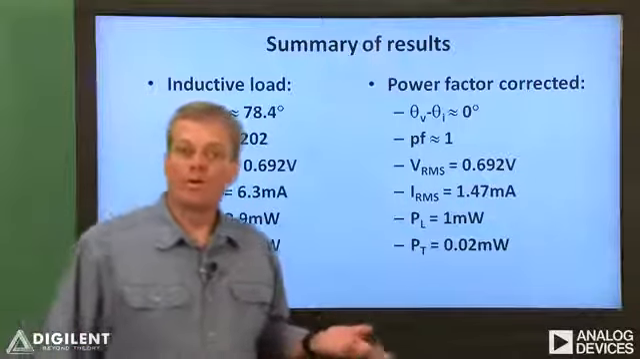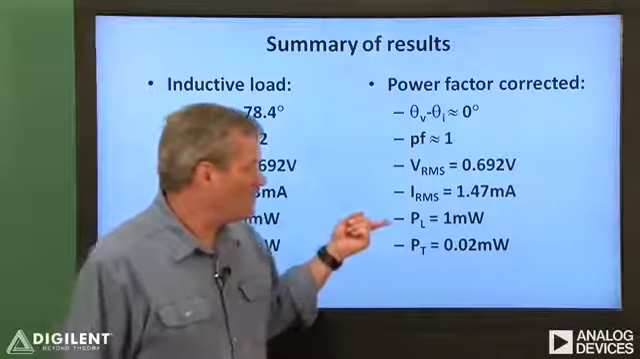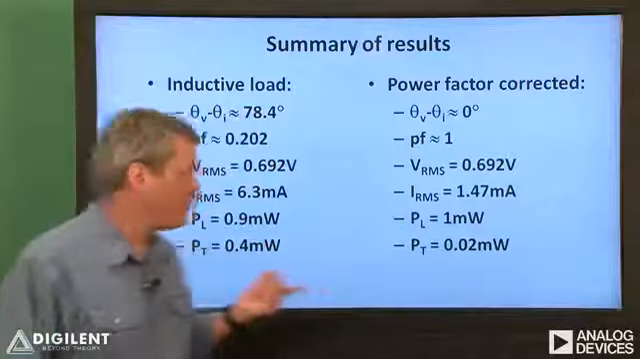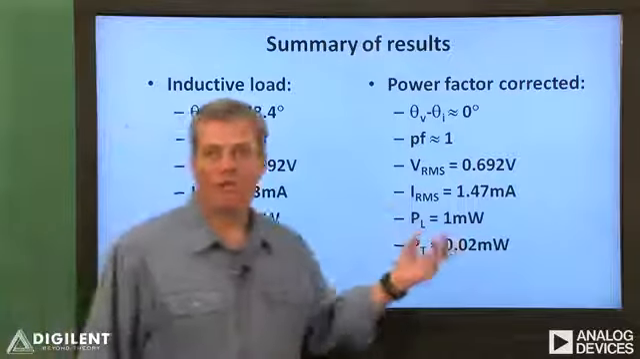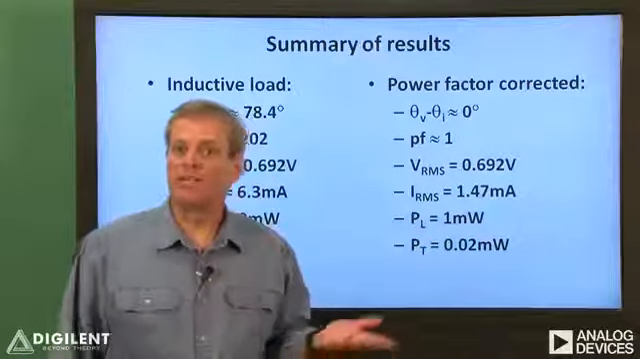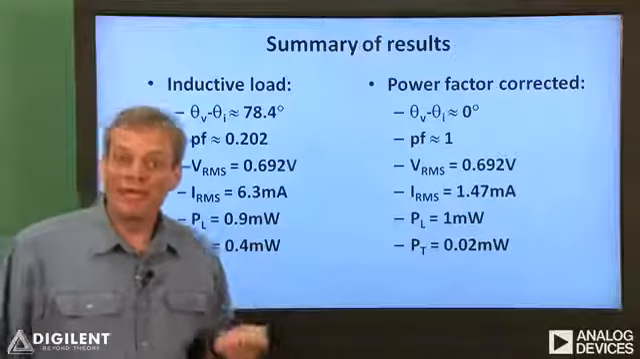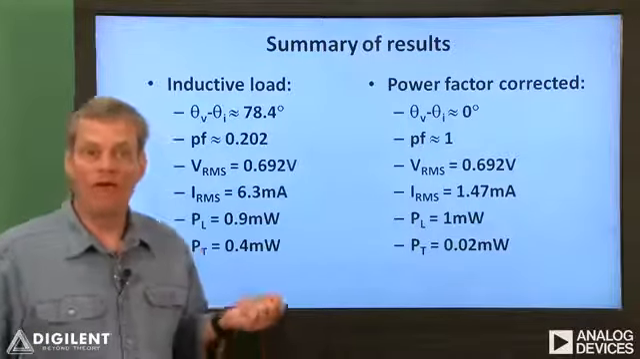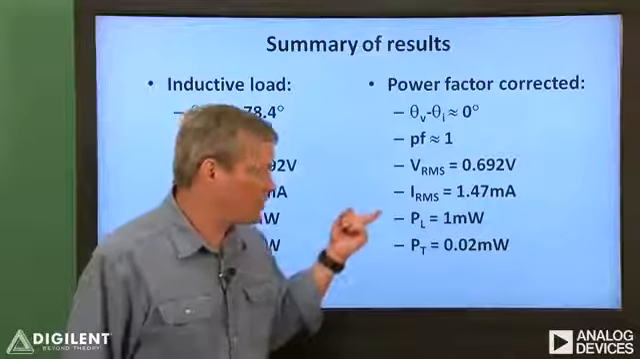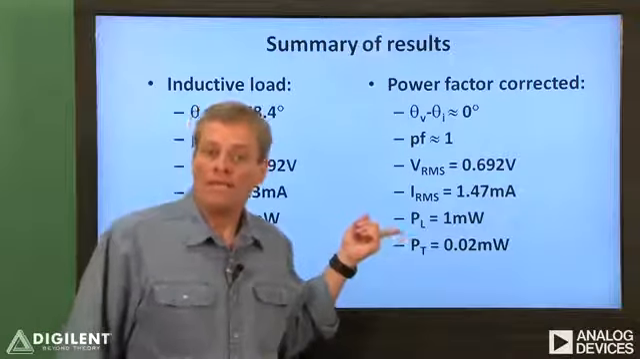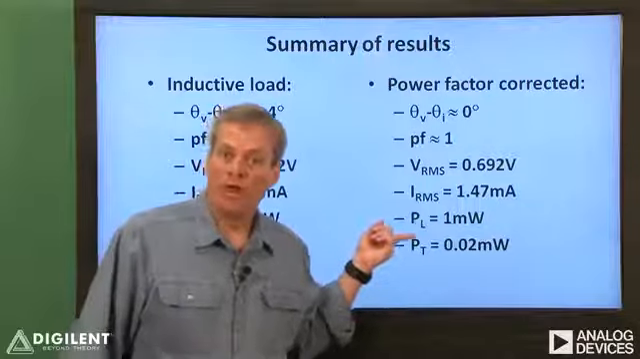The average power we're delivering to the load is about the same as we had before. The difference between 0.9 milliwatts and 1 milliwatt is probably insignificant since it's difficult to measure these small currents accurately. The trick is that our increase in power factor has allowed us to reduce the load current while still maintaining the same average power to the load.